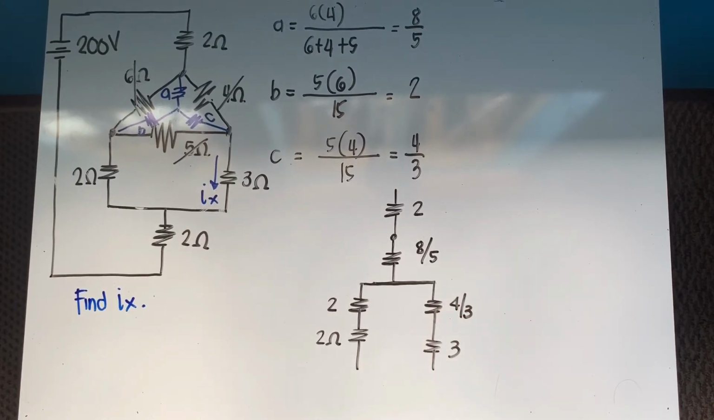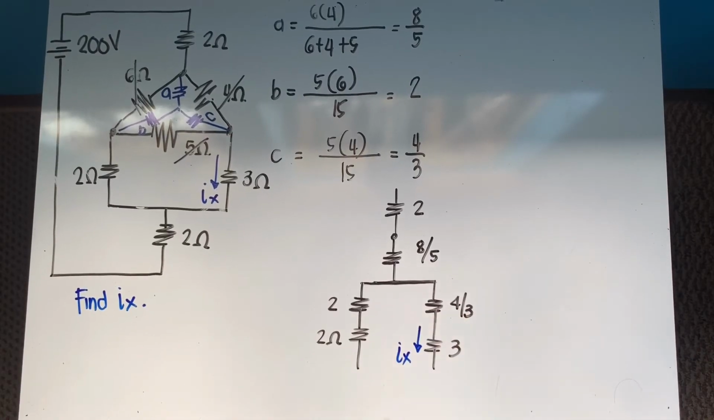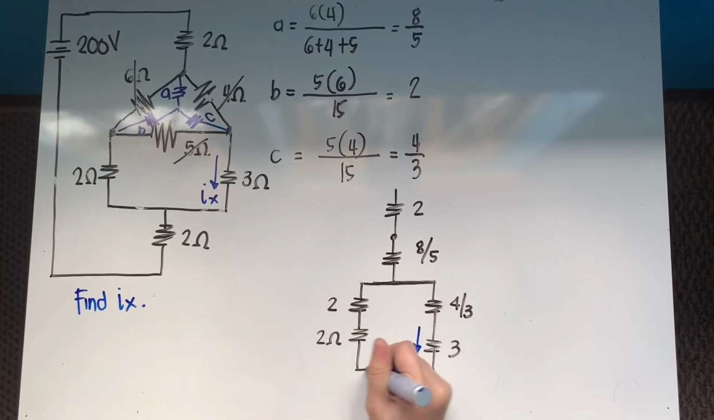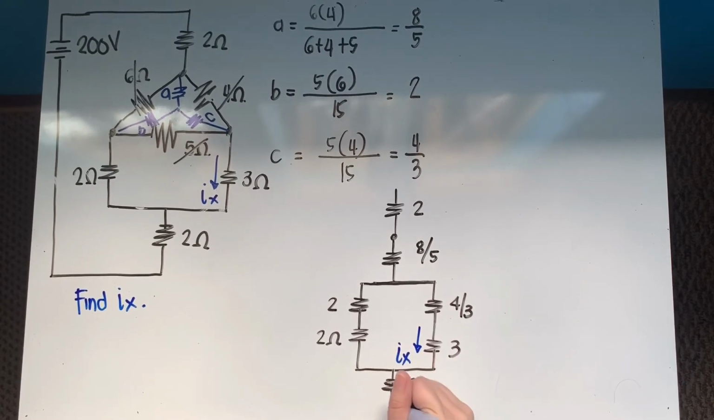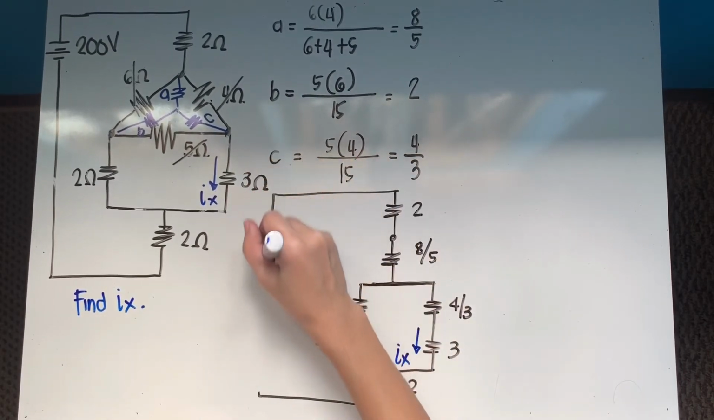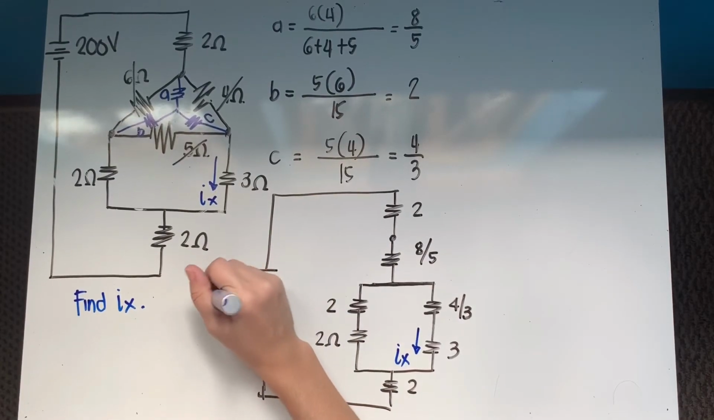Tapos, itong 3 ohms mo, andito yung IX na hinahanap natin. Close natin to because you have 2 ohms here sa ilalim. And then this is connected to a supply which is worth 200 volts.